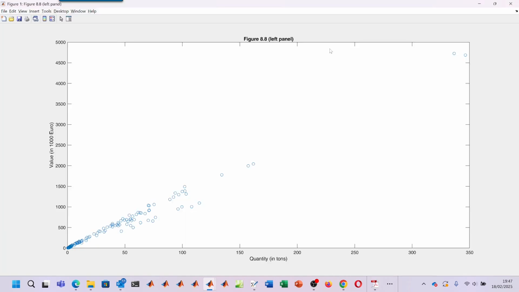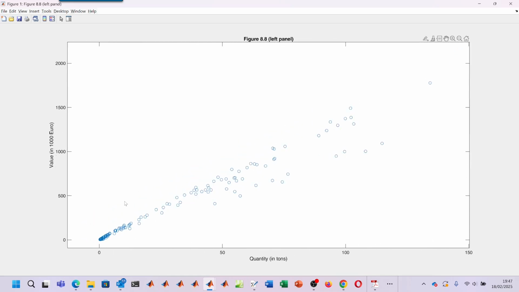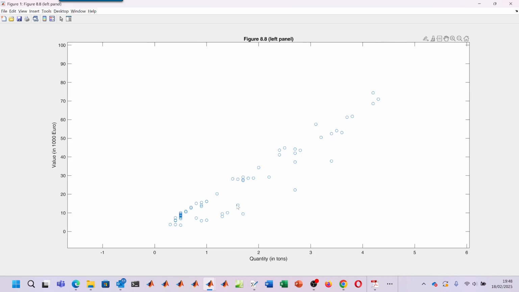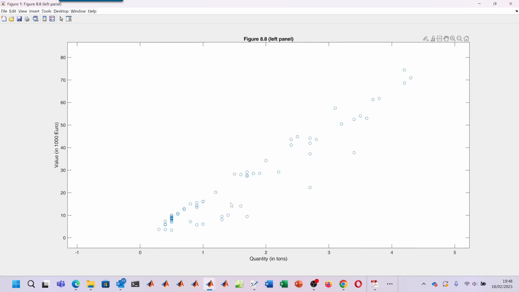On the x-axis you have the quantity in tons and you have the value in euros multiplied by 1000. You can see that there is a very strong relationship between y and x, and you also see some observations which seem to depart from this main regression line. Finally, notice the initial part that is made up of many observations. If you look carefully at the initial part, you can see some heteroskedasticity.